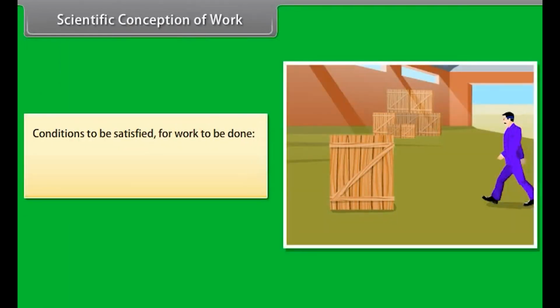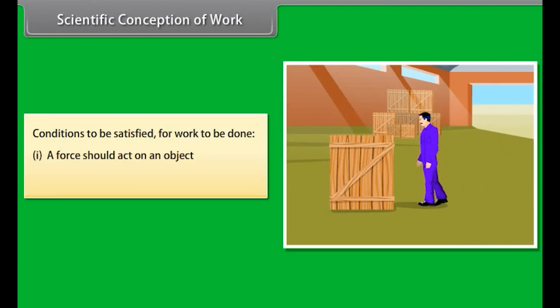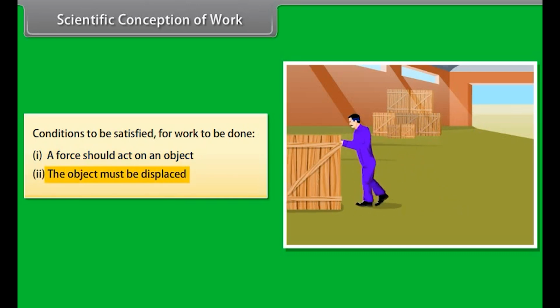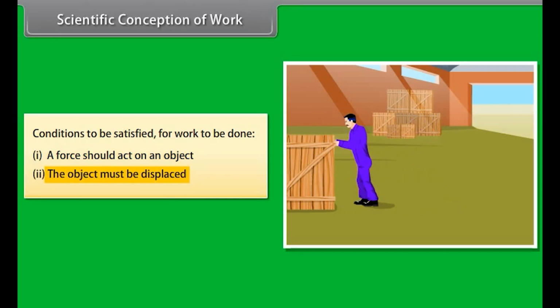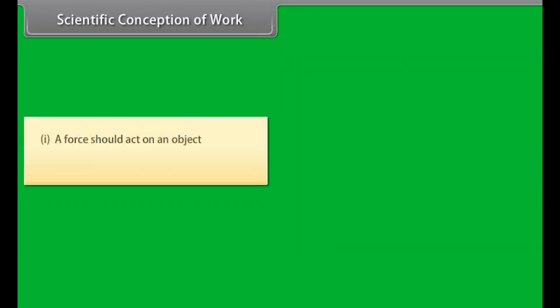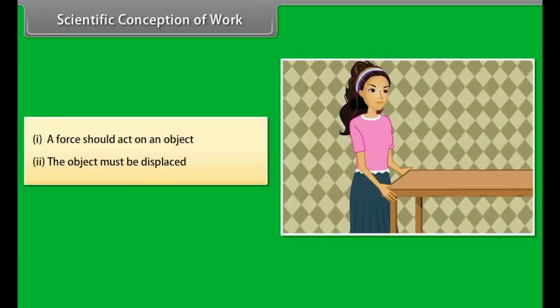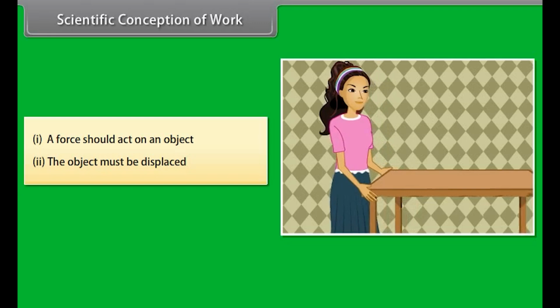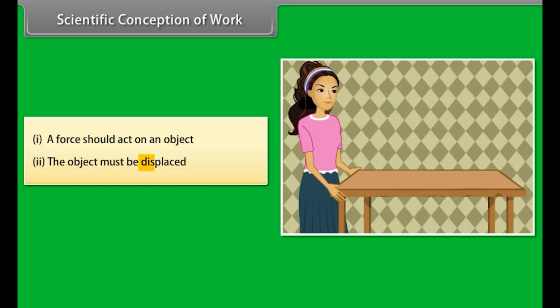Scientific conception of work. For work to be done, these two conditions should be satisfied. First is, a force should act on an object. Second is, the object must be displaced. Let's take a look at a few situations. If we pull a table and the table moves through a distance, here we have exerted a force on the table and it is displaced. So both the conditions are satisfied here.